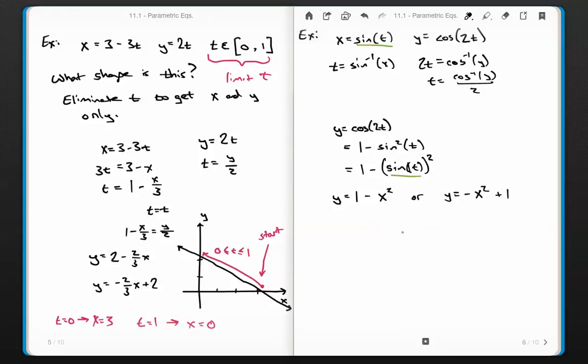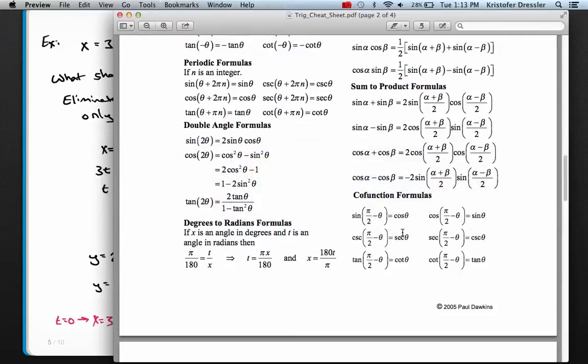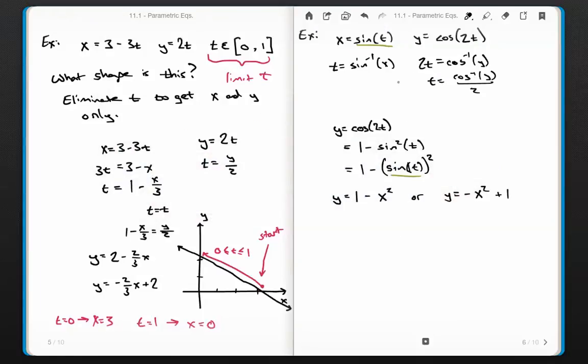You know what? I forgot it. Let's check that trig sheet again. 2 sine squared. All right, so I forgot a 2 here. So this becomes 2, and this becomes 2, and this becomes 2, and this becomes 2. So y equals negative 2x squared plus 1. I thought something was wrong there.